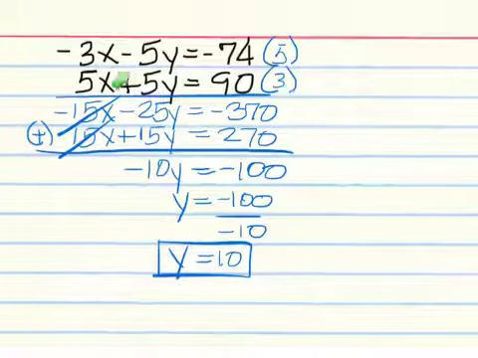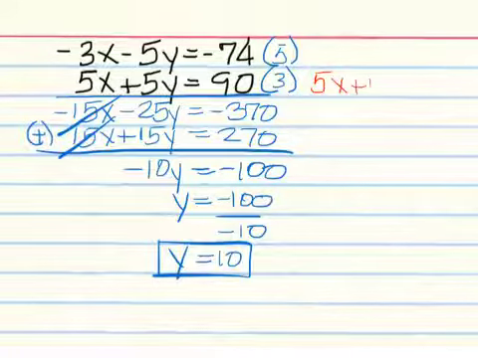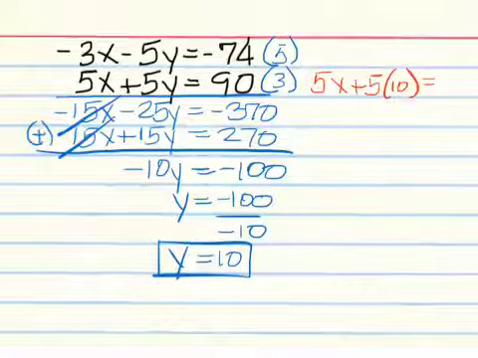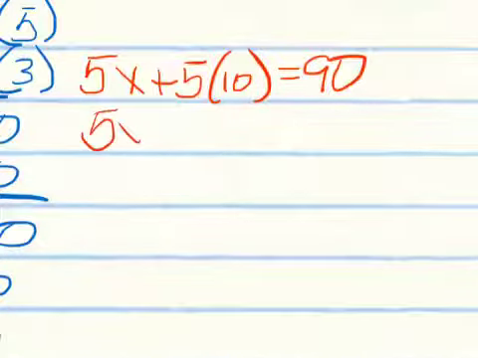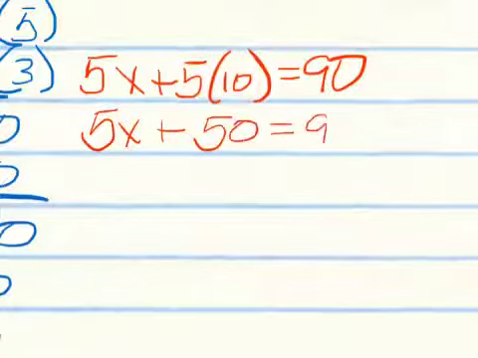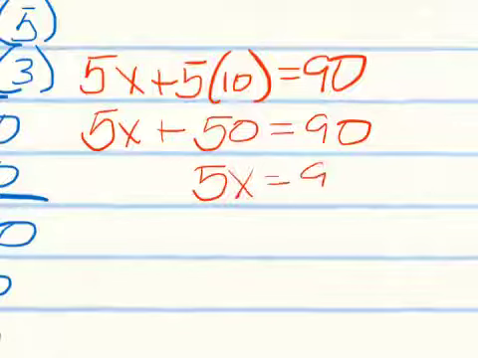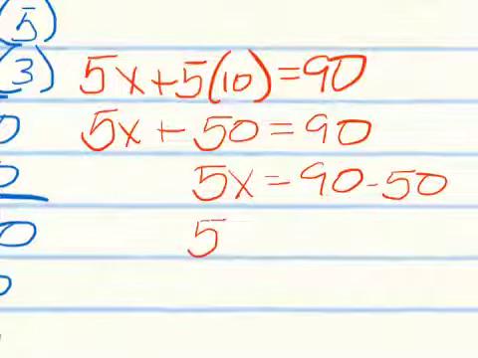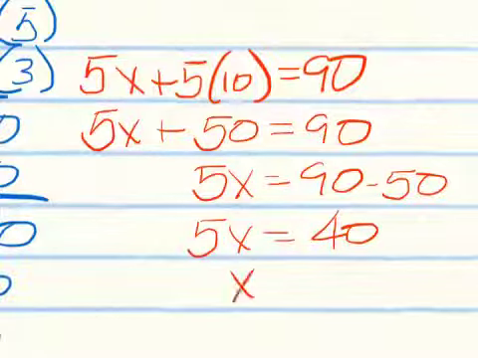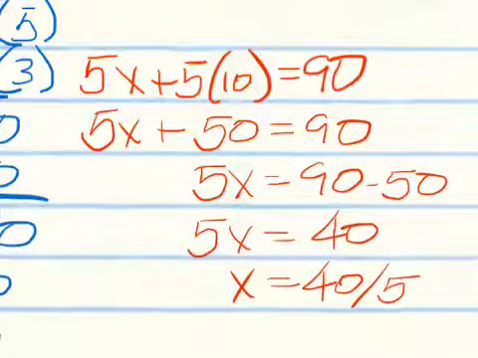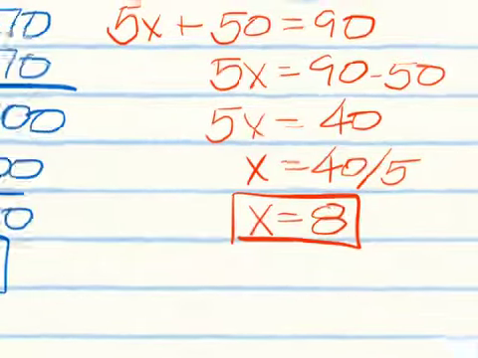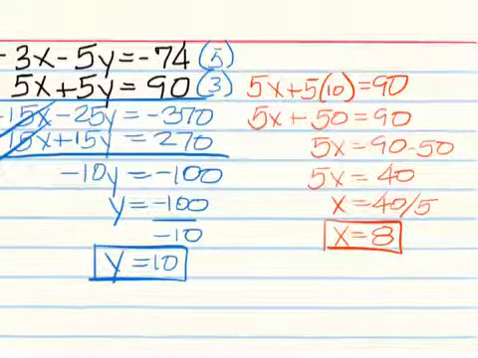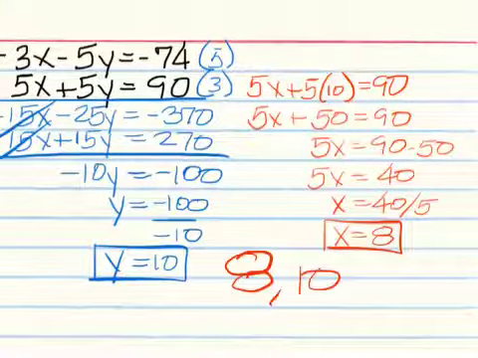I'll put that into this equation here. So that is 5x plus 5 times 10 equals 90. And simplify to get 50. Move that to the right side and change the operation to minus. Simplify the right side to get 40. Divide 40 by 5 to get an answer of 8 for x, making your final answer altogether 8, 10.